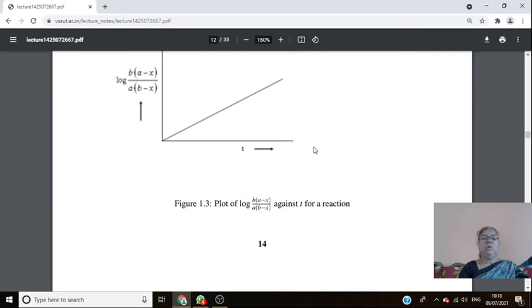Now the examples of second order reaction. Here, the reaction between K2S2O8, that is potassium persulfate, and potassium iodide. This reaction is a second order reaction, and you can follow the reaction progress by taking K2S2O8 and KI. I will explain this practical to you tomorrow.